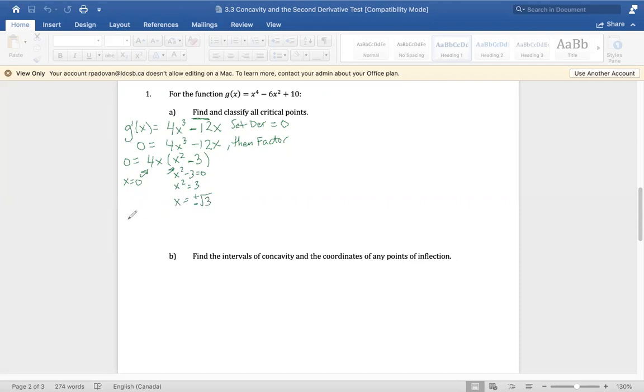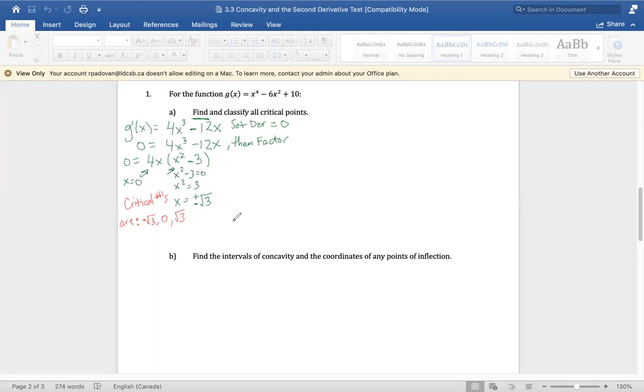So therefore, my critical numbers are, in numerical order, the negative square root of 3, 0, and then the positive square root of 3. Okay, x equals negative square root 3, x equals 0, and x equals positive square root of 3. So then I found what my critical points are.